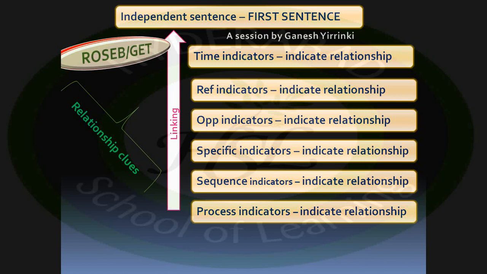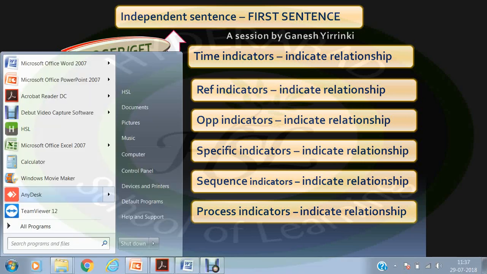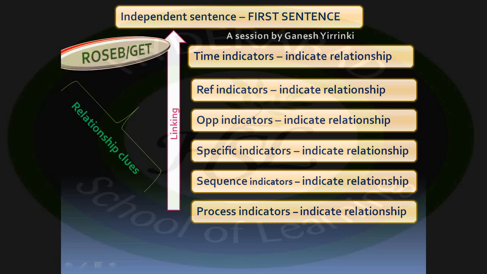So in order to sequence sentences one after the other, we need to understand which sentence has a proper link with the previous sentence. Only then would we try to sequence the sentences one after the other. Otherwise, we do not even think of sequencing sentences one after the other. All right. So maybe a sentence which has some time indicators can indicate a relationship with the previous sentence.